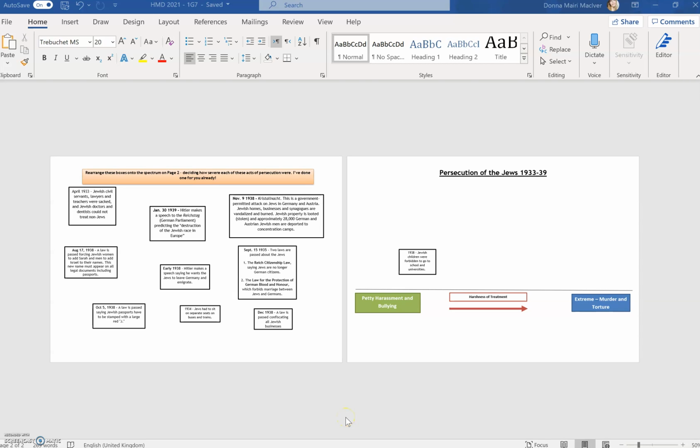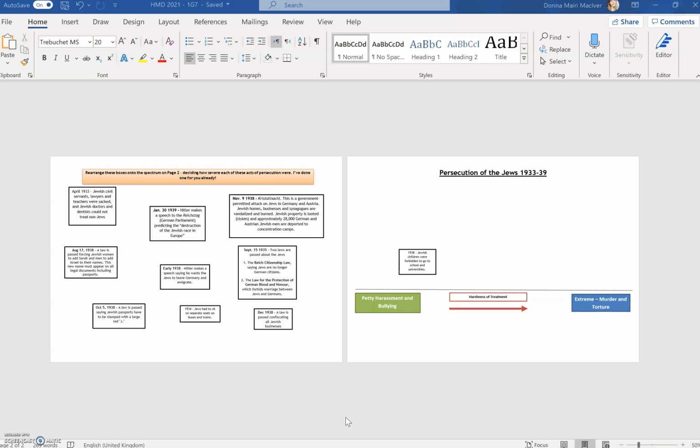Hi S1, I just wanted to quickly show you how to do the worksheet that I've sent you as part of your history lesson for this week. Your first lesson to do with Holocaust Memorial Day, which was happening at the end of this month and which you're going to be looking at for just the next few weeks.